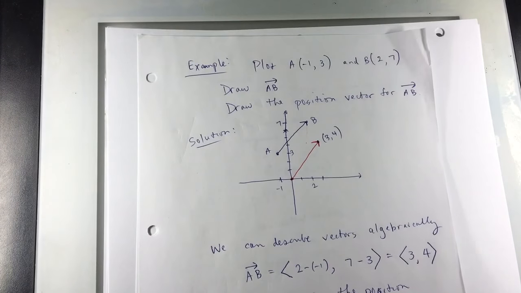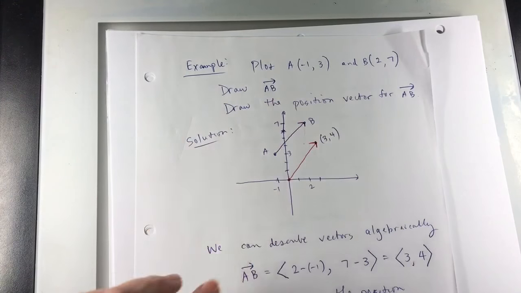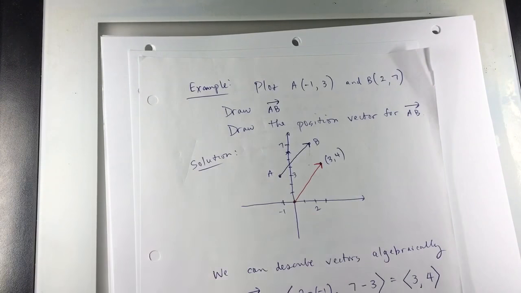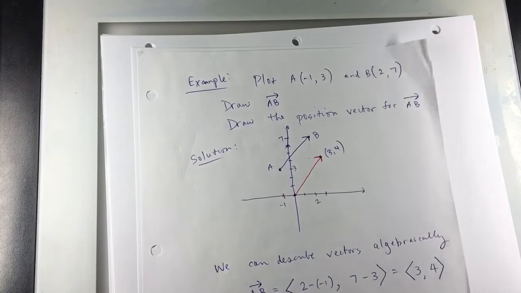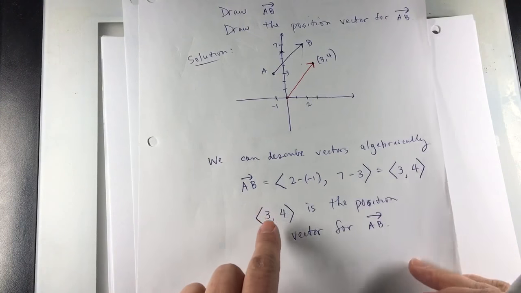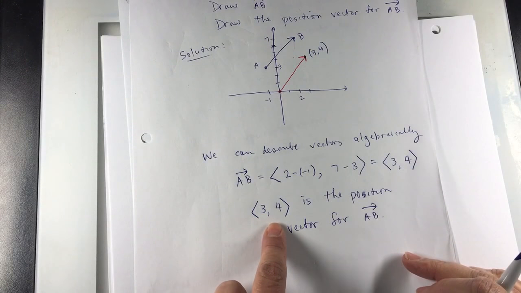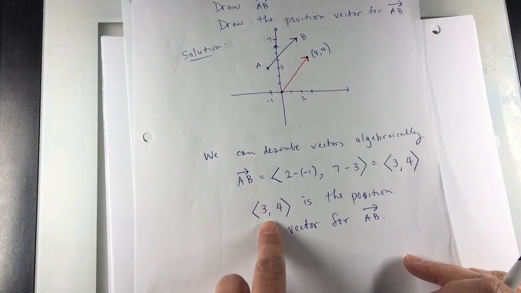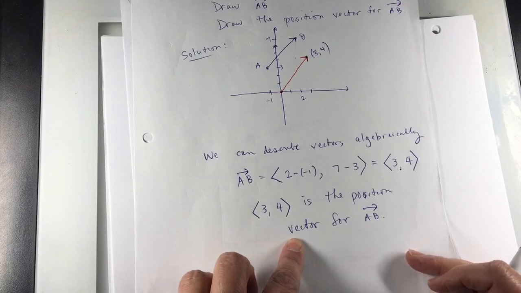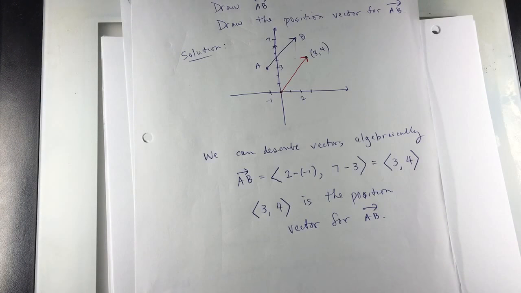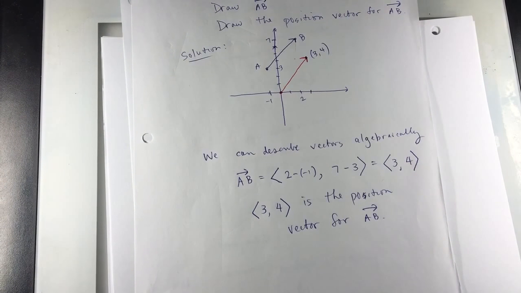So we did that, and then I did a problem where I plotted some points, and I drew the vector between the 2 points. And then I came back and I said, okay, now I'm going to find the position vector for that vector. And I did say then, we'll show vectors algebraically with these angle brackets. So it's kind of where we stopped on Friday, and we'll pick up from there.